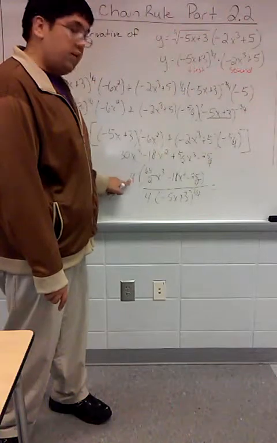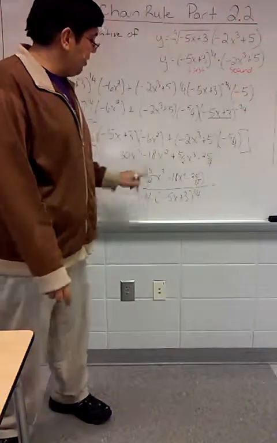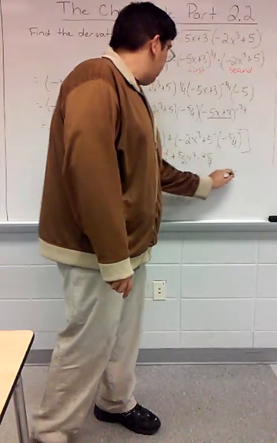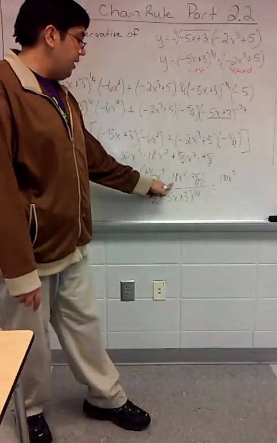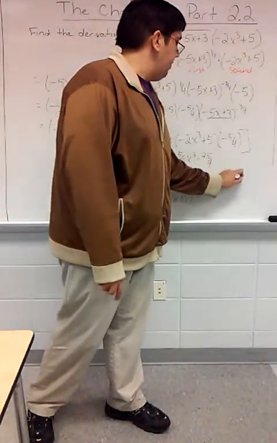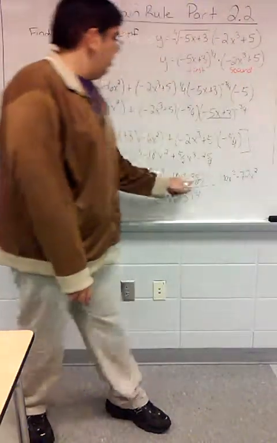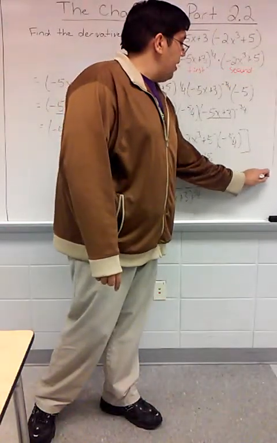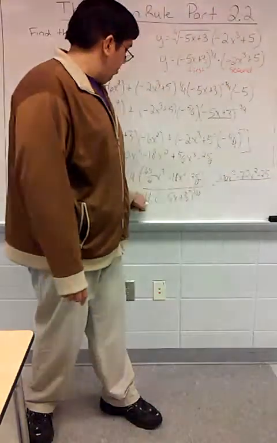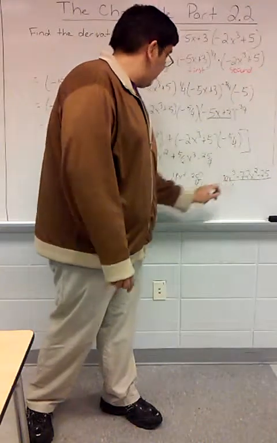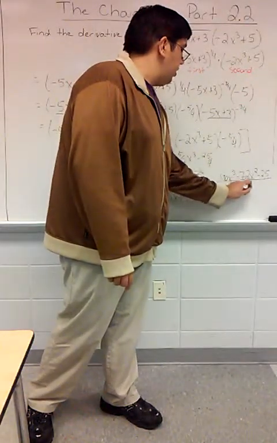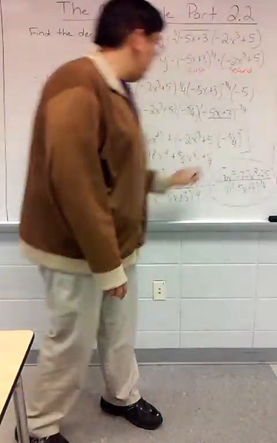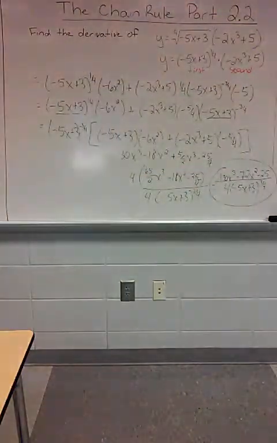So 2 goes into 4 2 times. 2 times 65 would be 130 x to the third. 4 times 18 would be negative 72 x squared. 4 goes into 4 1 time. 1 times negative 25 is negative 25, all over 4 times negative 5x plus 3 to the 3/4 power. And that would be the derivative of the original function.